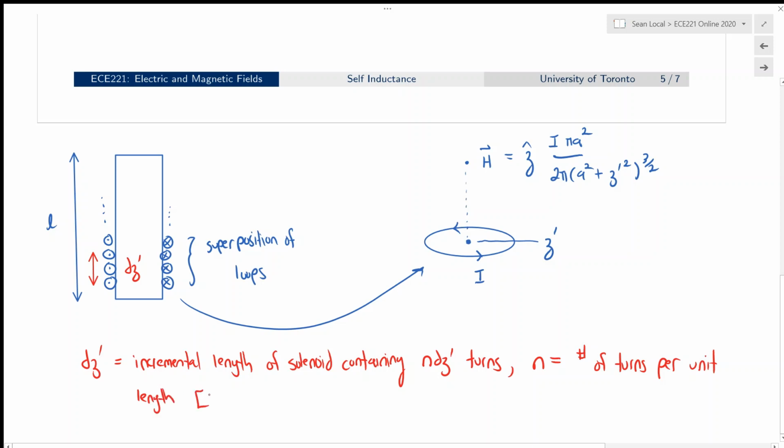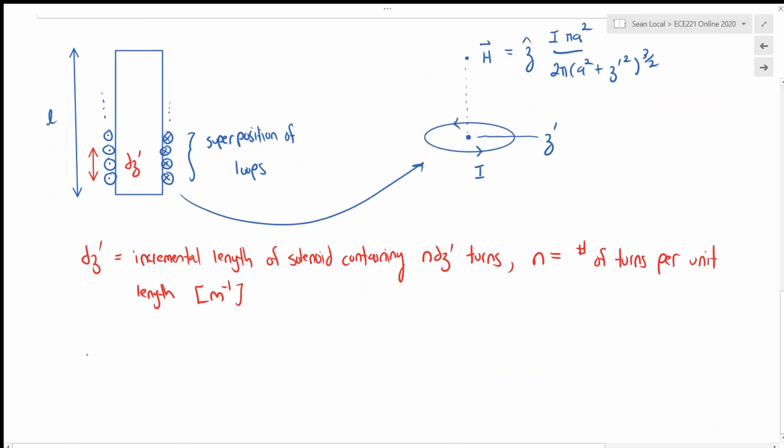Okay, so its units are per meter. So for example, I might say that there's 10 turns per centimeter, and so if my coil was 2 centimeters long, I have 20 turns total. Now, dz prime is a very small number, and so we're using this product to represent the number of turns within that very, very short segment, dz prime. That's useful because then we can work out the differential contribution of the coils contained within dz prime to the magnetic flux density field.